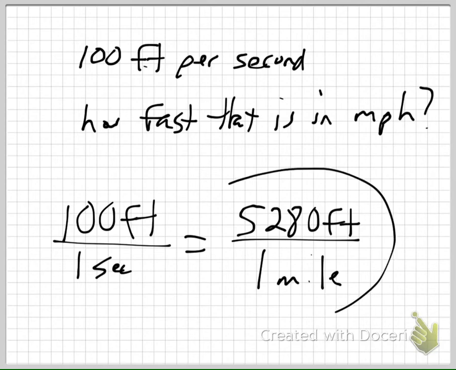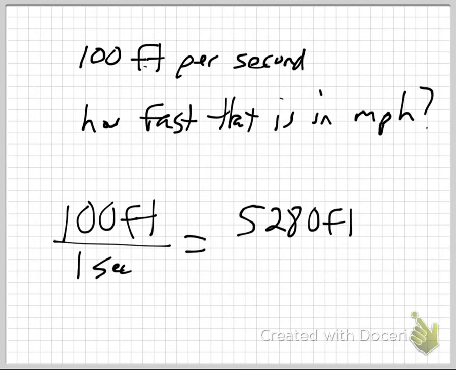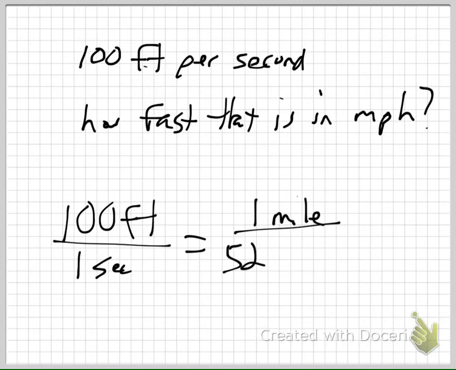So is this written correctly then? No, what can I do? What can I do? 1 mile is 5,280 feet. I'm going to write another ratio, which makes the proportions the same. And that is seconds per hour. You see what I'm saying? I have to find out what's the relationship between seconds per hour.